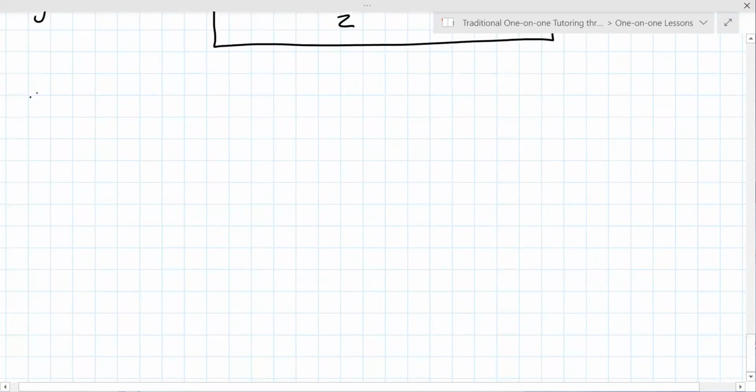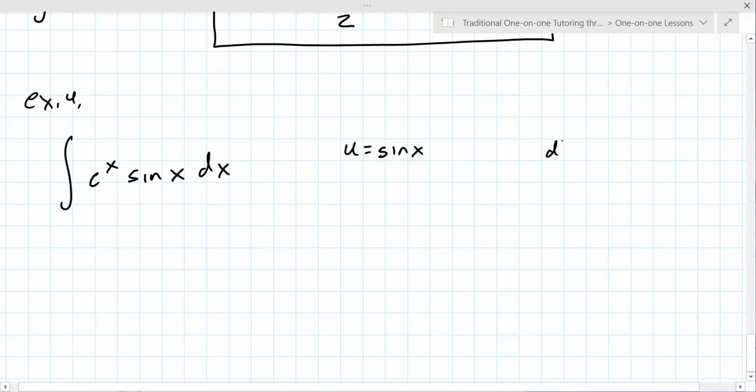So your example 4 is integral e to the x sine x dx. So this is the question that I'll do right now? Yeah, if you want to try this one, you can. Okay, I will.